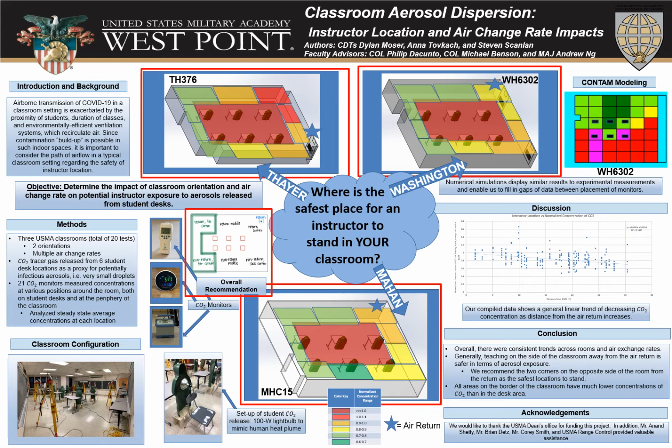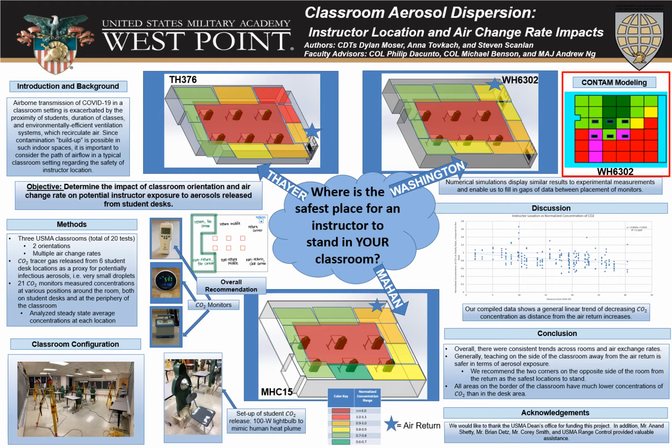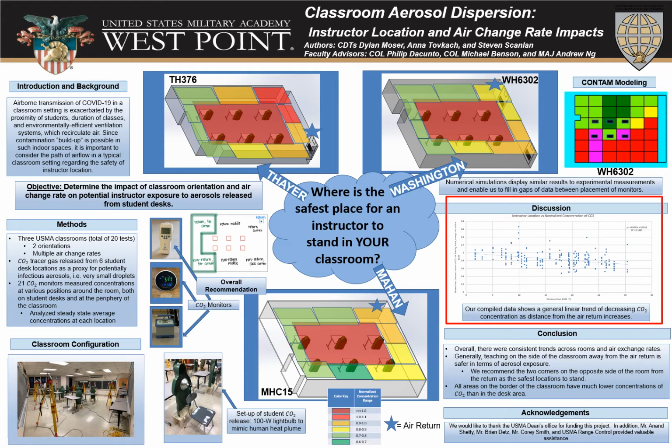In the bottom image, a similar classroom configuration was tested, and the safest places to stand were in the front and back left. With computational modeling, we can simulate the contaminant spread in a classroom environment. Although we have 21 monitors, modeling provides further insight into how the contaminant moves around each specific classroom. Additionally, we can manipulate variables that are limited by our experimental classrooms, such as initial concentration, supply, and return.